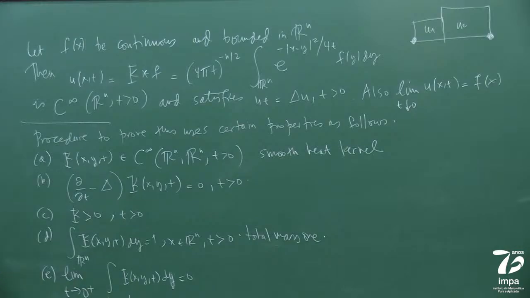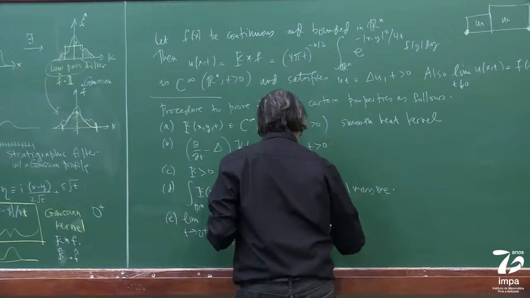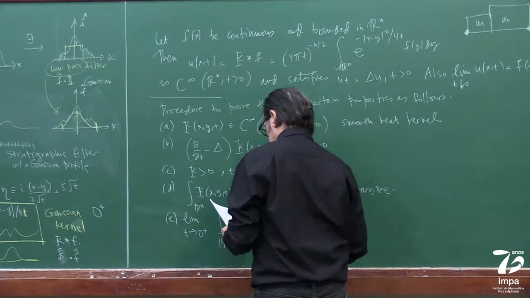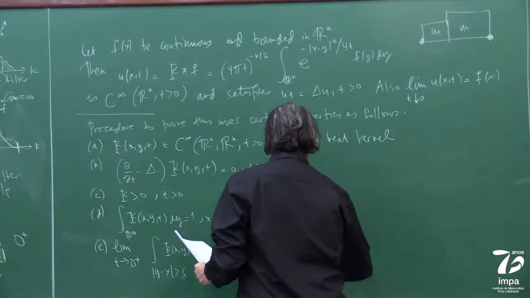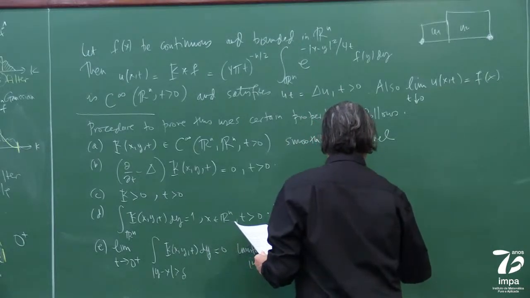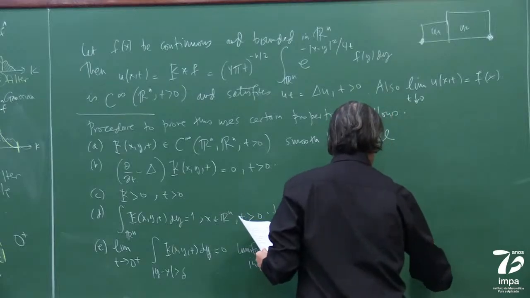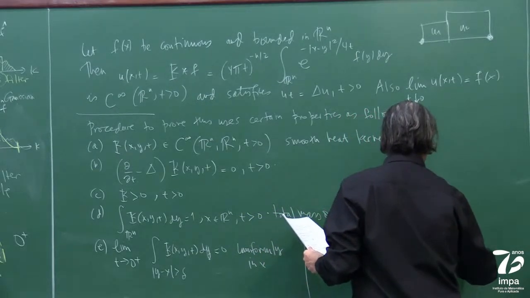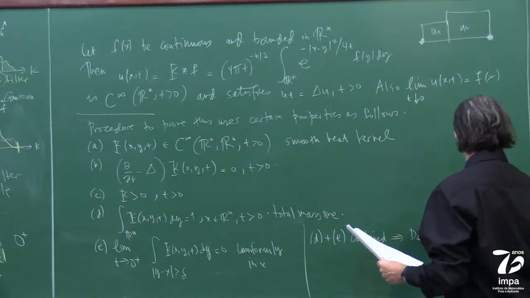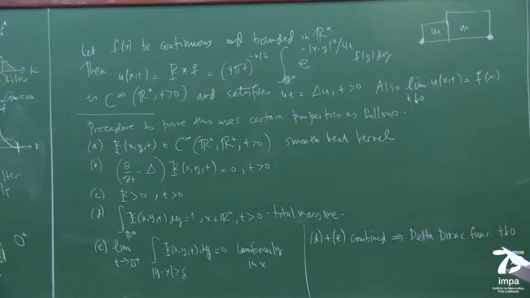So when these guys are separated by a delta, this goes to 0 uniformly in X. So D plus E combined will imply a delta Dirac function as time goes to 0, right?